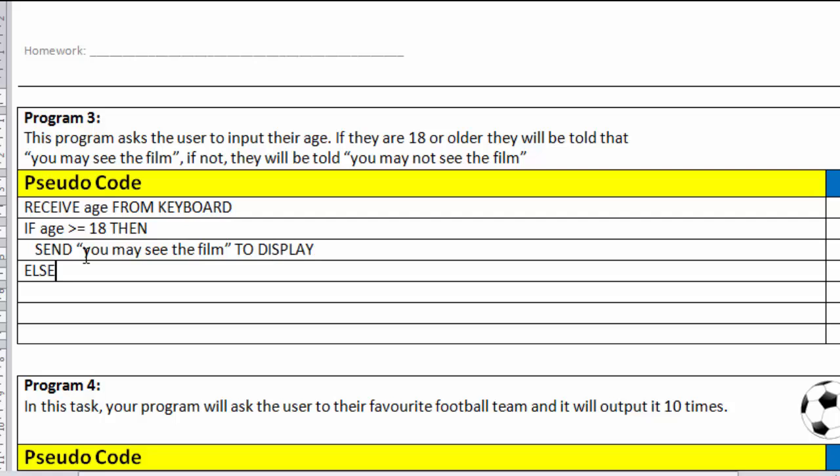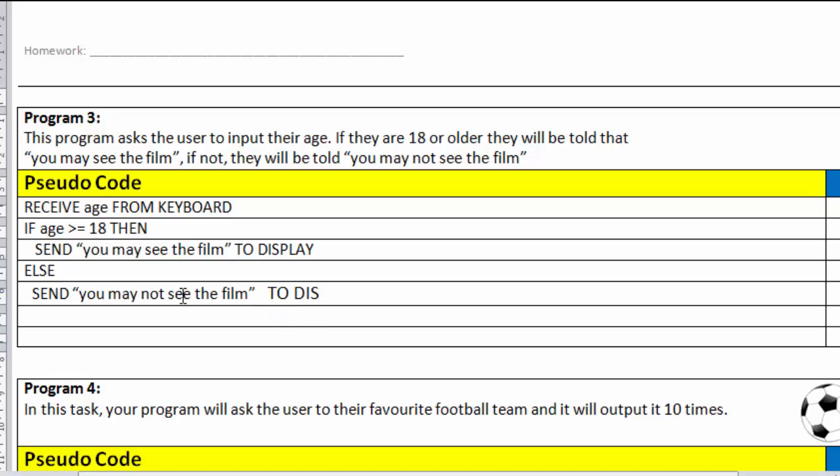Else, now I've put a wee bit of indentation just to make it more readable. We're going to send you may not see the film to display. And that's then going to have an end if. Okay, so again, taking the variable, compare it with, so this is a condition, so it's a condition statement. If the condition is correct, do this part. If the condition turns out not to be correct or true, do this part.